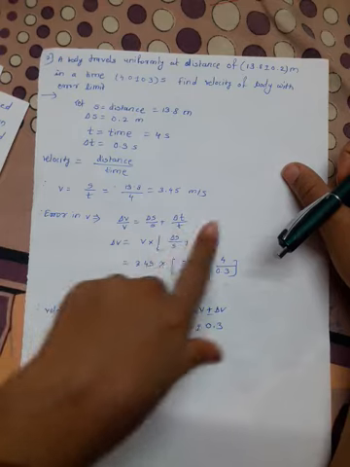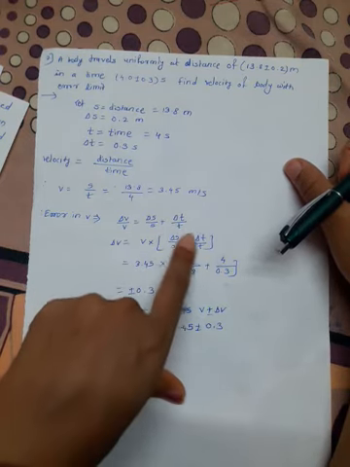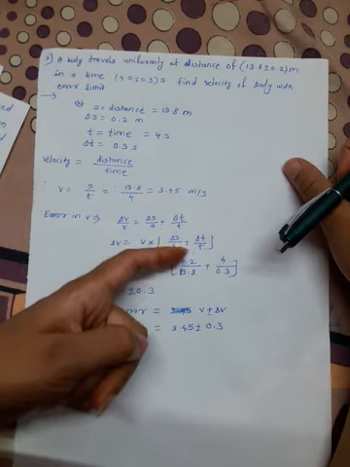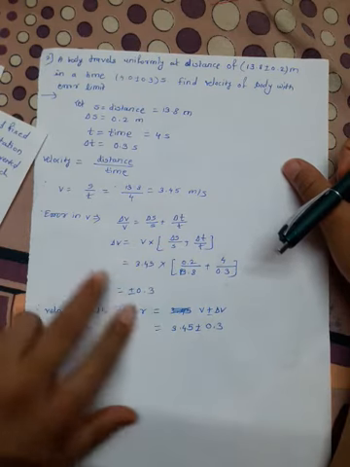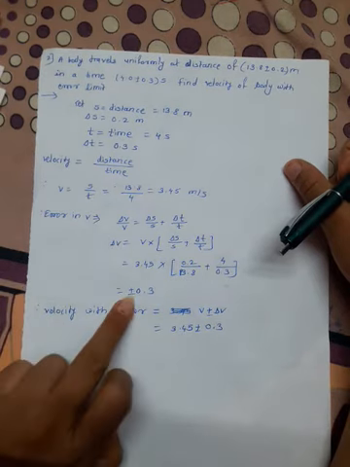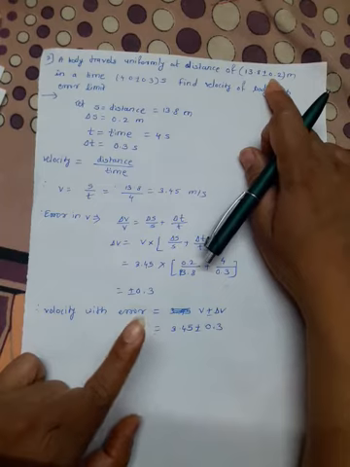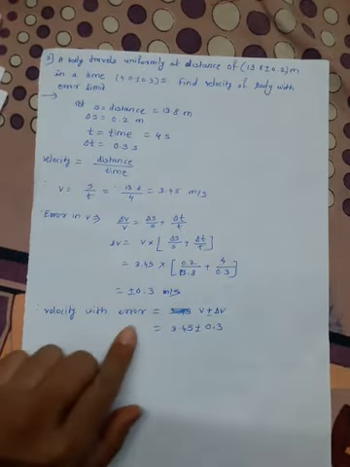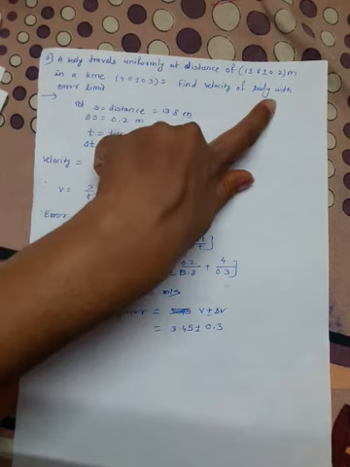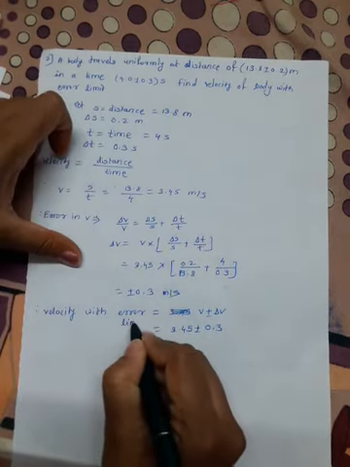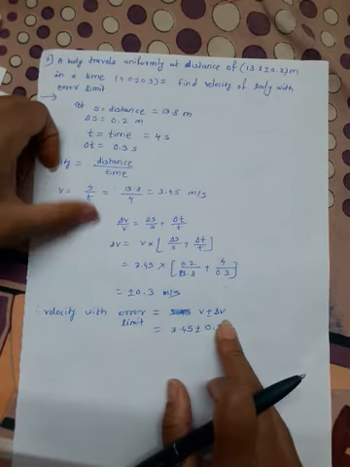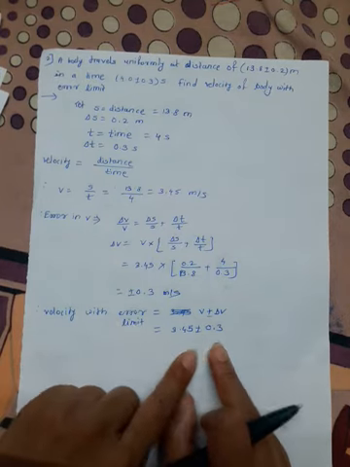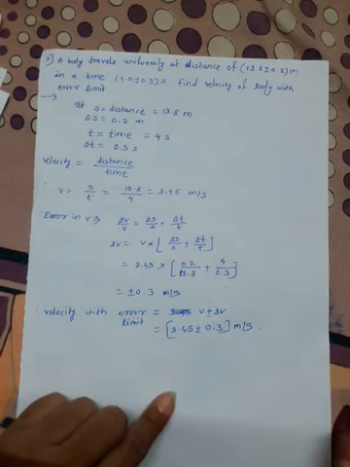Therefore del V, put V on the RHS side, V into this term. Now put all these values here, which are given in the example itself. We get V as it is, times del S upon S plus del T upon T. Calculate on the calculator, and we get del V, the error in V, as plus or minus 0.3 meter per second, obviously. Now we have to find the velocity of the body with error limit, which is the original V plus this del V. Original V is 3.45 plus or minus 0.3 meter per second.